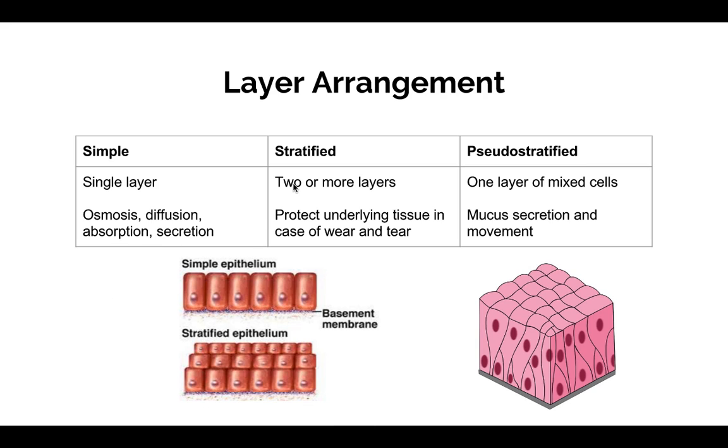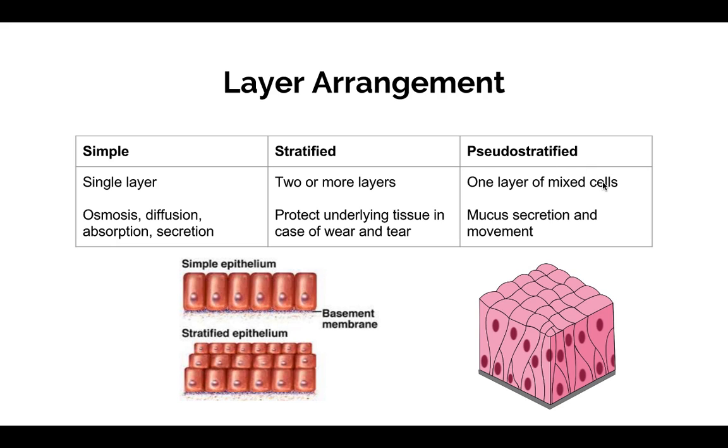All right, epithelial cells can be layered. If they are a single layer, it's considered to be a simple epithelium, which would function for osmosis, diffusion, absorption, and secretion. So those would be the simple ones that are in single layers. Stratified epithelium exists in 2 or more layers of cells that are stacked upon each other. So their responsibility would be to protect underlying tissue in case of wear and tear.